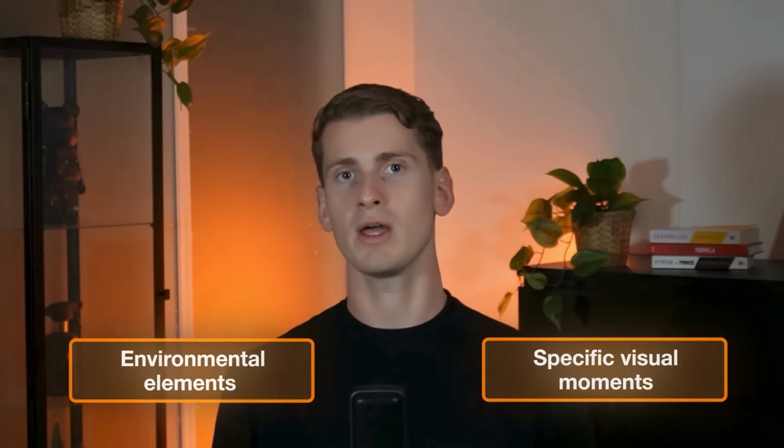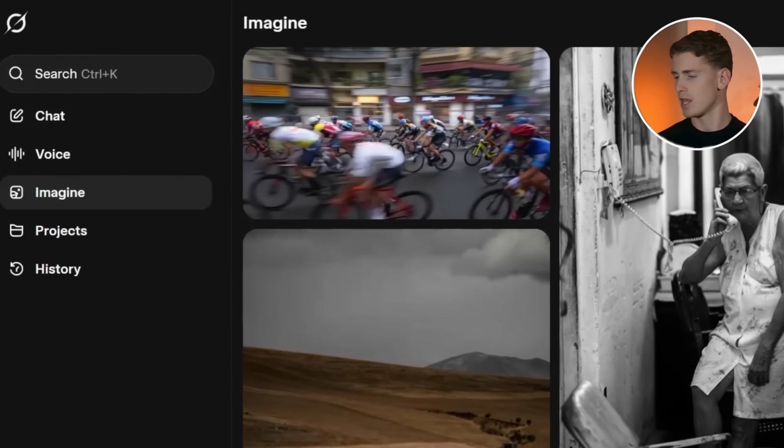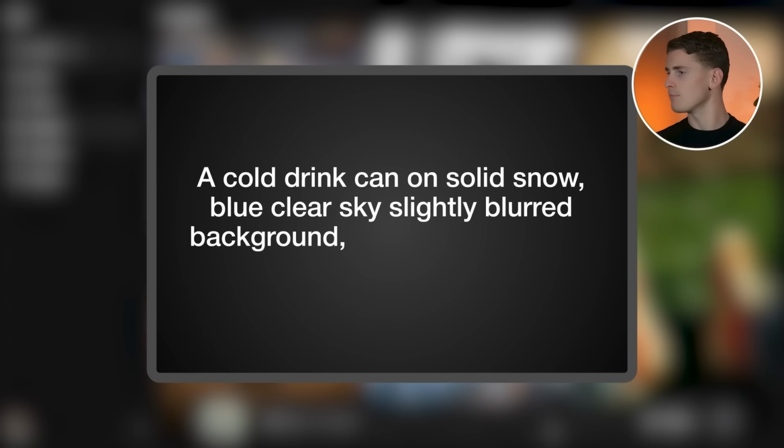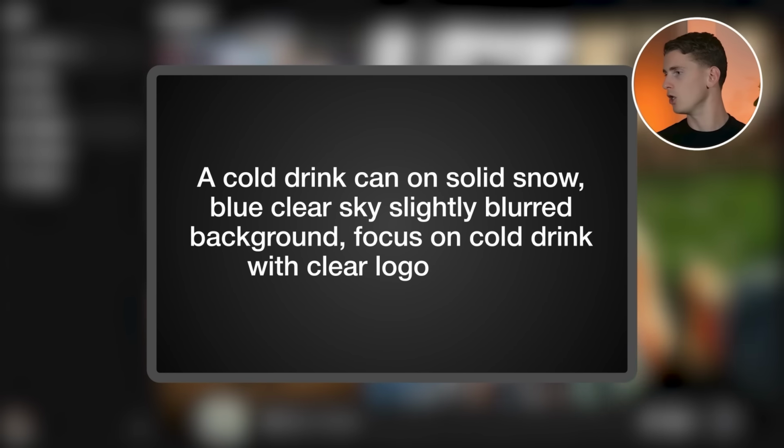Before I show you detailed options with more control, let me just showcase that this workflow works repeatedly. Therefore, I'm going to create another example, but this time for a cold drink. This one's a bit more dynamic because we're adding environmental elements and specific visual moments. But for this I go back to Grok in the Imagine section and I type in: a cold drink can on solid snow, blue clear sky, slightly blurred background, focus on cold drink with clear logo freeze.